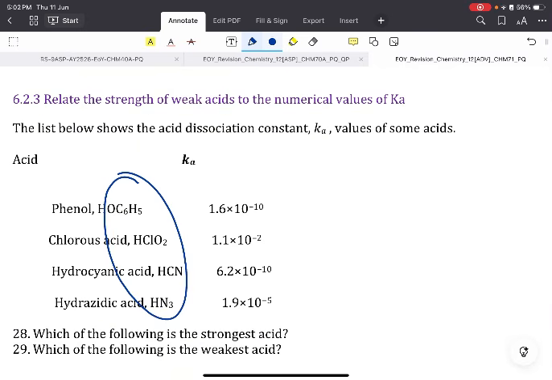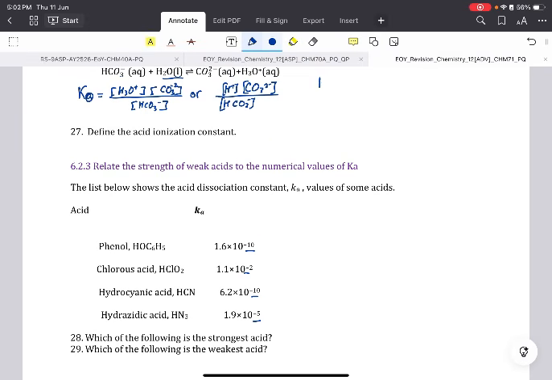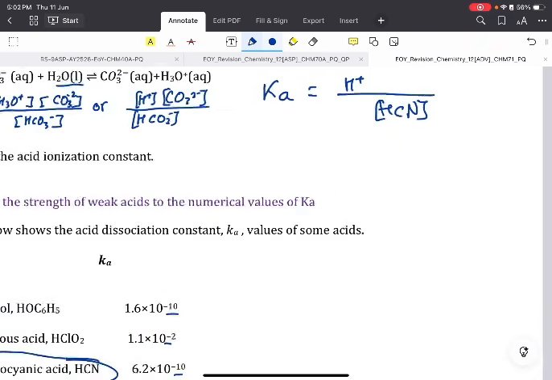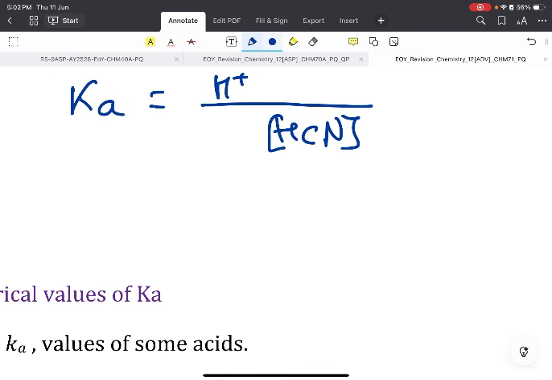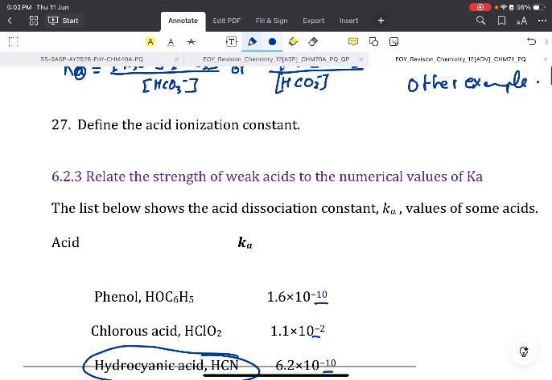I'm just going to give you another example. These are all weak acids, and I know that they have Ka that is less than 1. If, for example, they ask me to write the Ka of any of those acids, let's say hydrocyanic acid, I'm going to put HCN in the denominator, and I'm going to put H plus, and the rest would be CN minus. Other example.